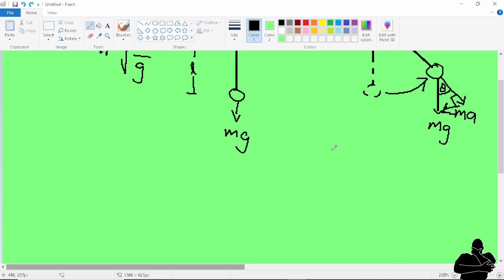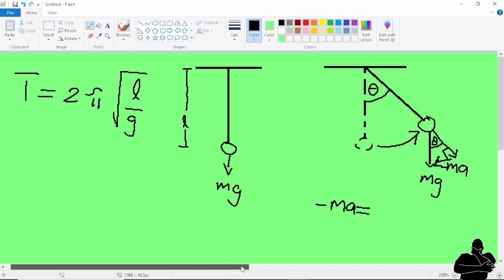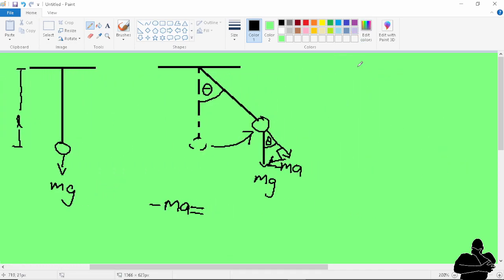Now we're going to try to find negative ma, but we're going to find negative ma in terms of mg. So negative ma is equal to what exactly? Well, we can do some trigonometry. We have the hypotenuse, which is mg, and we have the opposite side, which is negative ma. And when we have the opposite over the hypotenuse, what we get is sine theta.